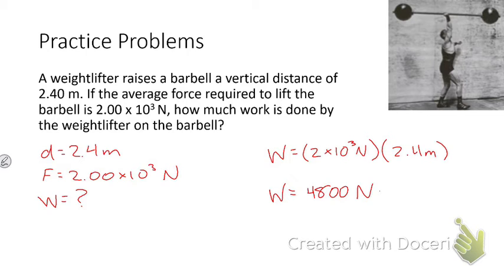If we're multiplying a Newton and a meter, our units are going to be Newton meters. Does anybody know what a Newton meter is? What did we say on the last slide that work was measured in? Joules. Okay, good. So a joule is a Newton meter. So work is equal to 4,800 joules.